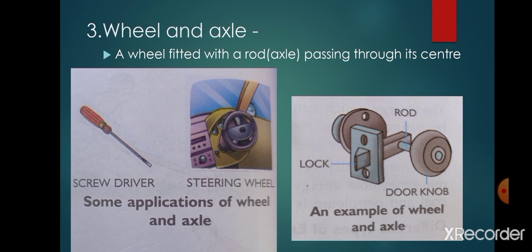Next is wheel and axle. What is wheel and axle? A wheel fitted with a rod, which is called an axle, passing through its center, is a simple machine that helps us to move or lift objects. That is your wheel and axle. Examples we can see in cars, skates, bicycles, doorknobs, steering wheel. These are a few examples of wheel and axle.